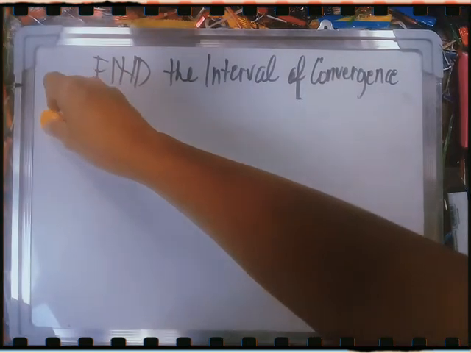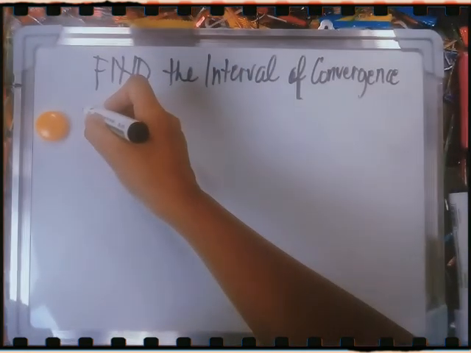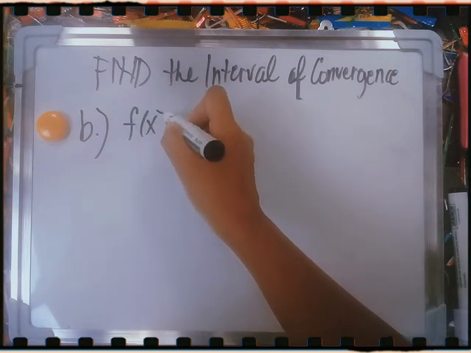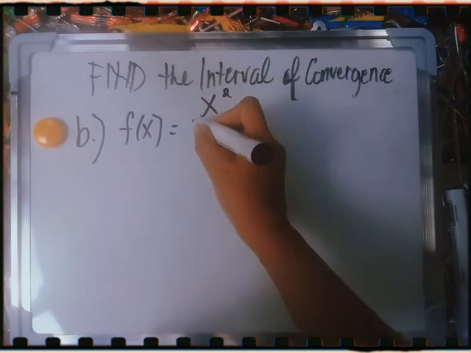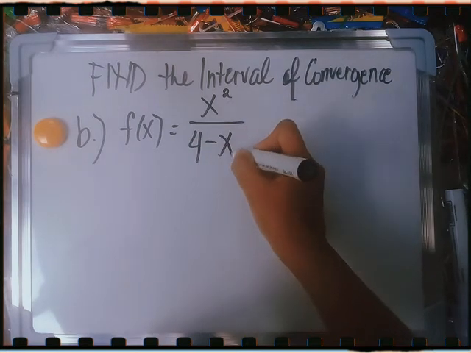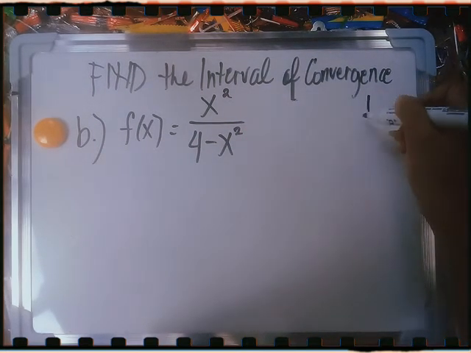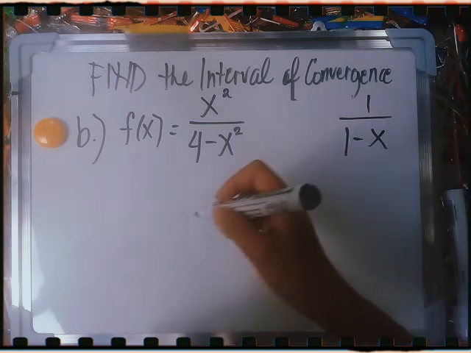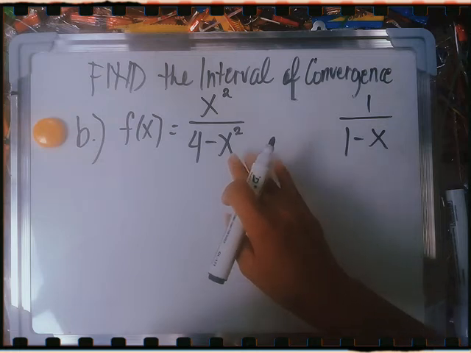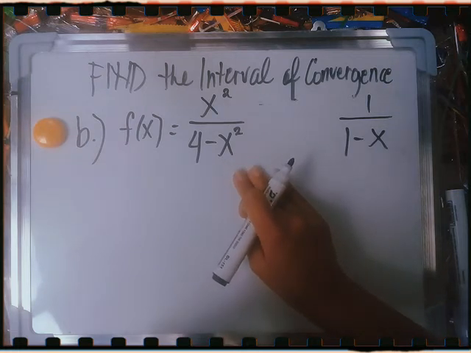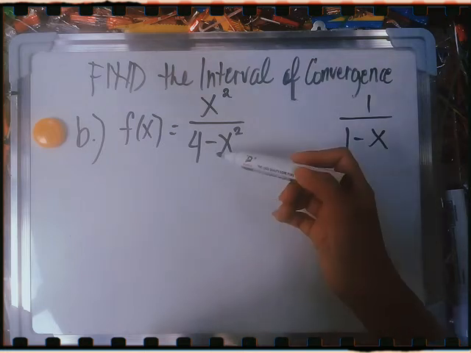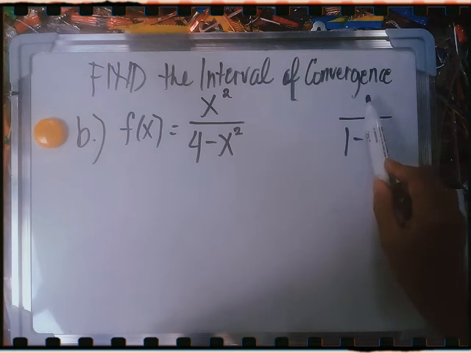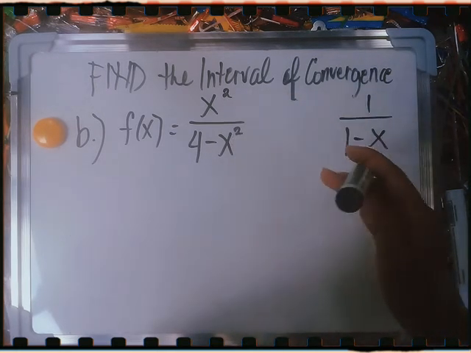Let's take another example. So we have here the function of x squared over 4 minus x squared. So again, gagawin natin siyang kamukha nito, 1 over 1 minus x. Para malaman natin kung ano yung power series ng function na ito. So first, paano ito? Dapat ay 1 sa denominator, bakit may x squared doon?